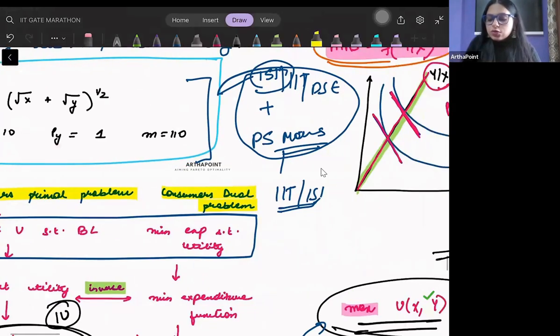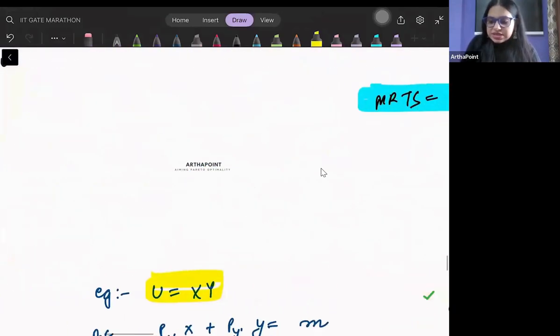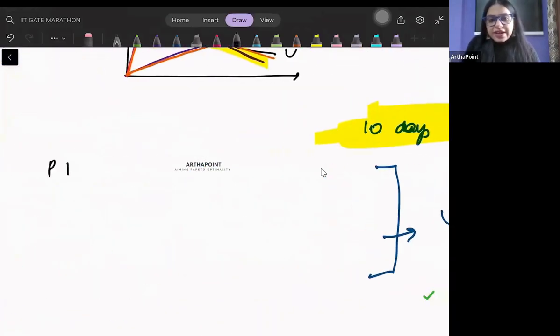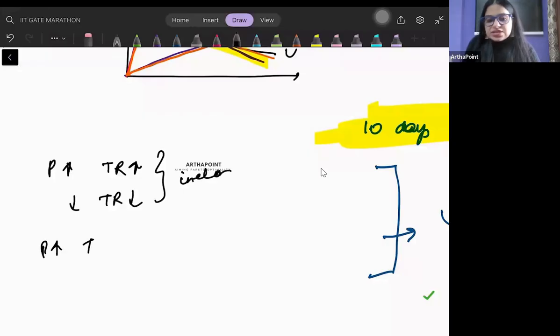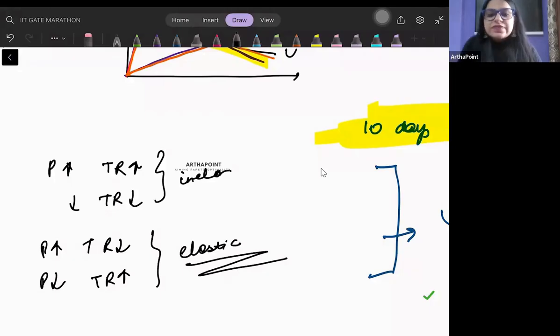Yes, you're right. So expenditure says this only. When price increases, if total revenue increases, or when price decreases, total revenue decreases, it is inelastic. And when price increases, total revenue decreases, or total revenue increases when price decreases, then it is elastic. So if they move in opposite directions, it is elastic, otherwise inelastic.